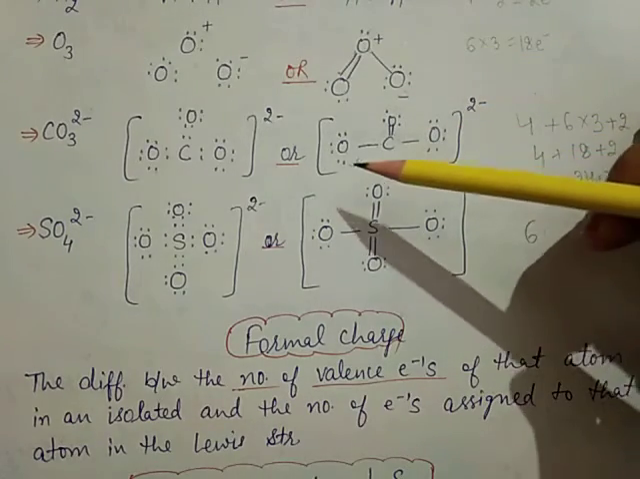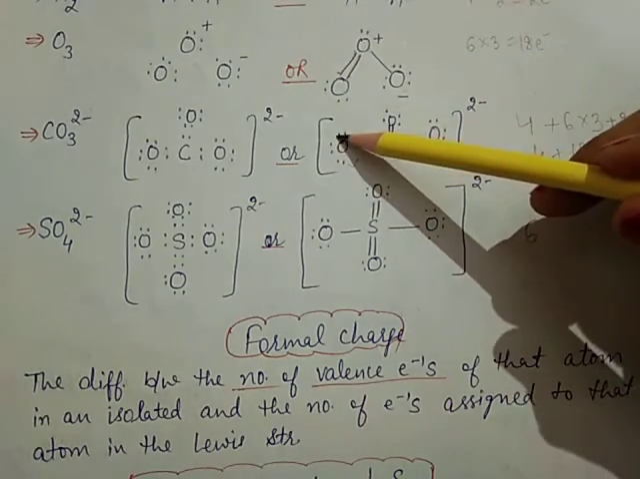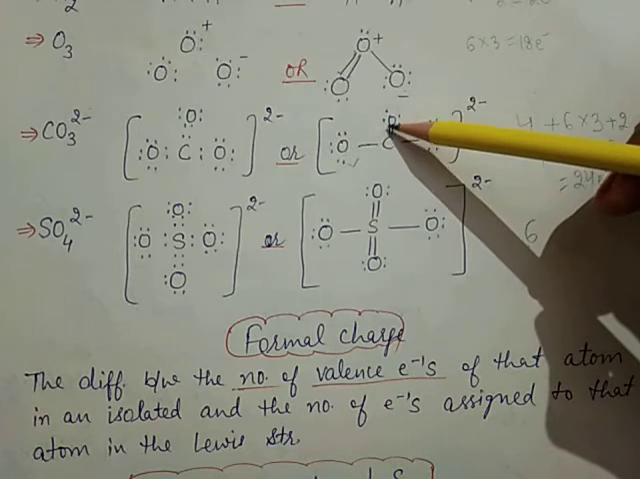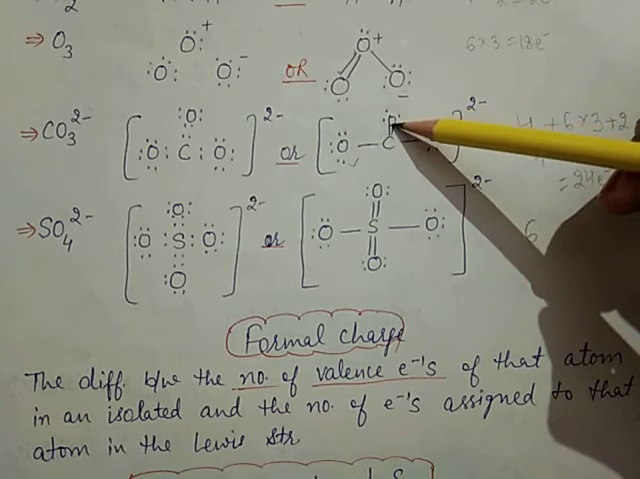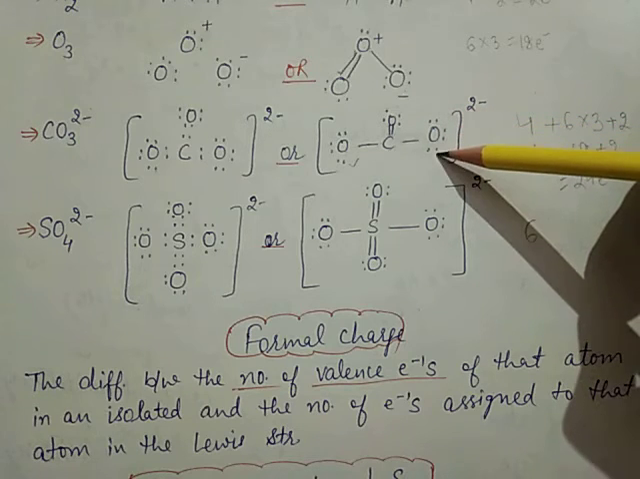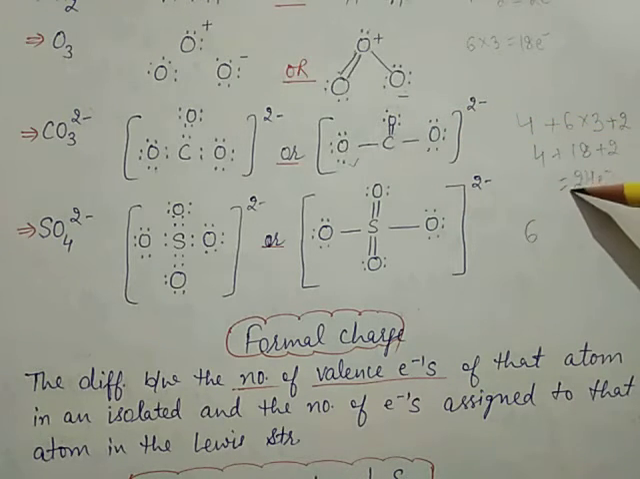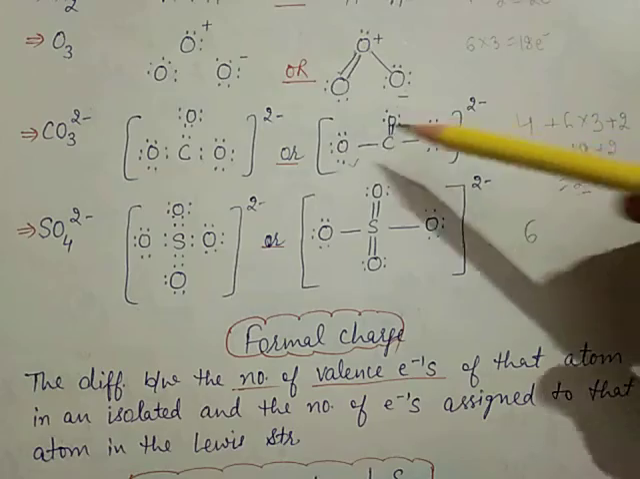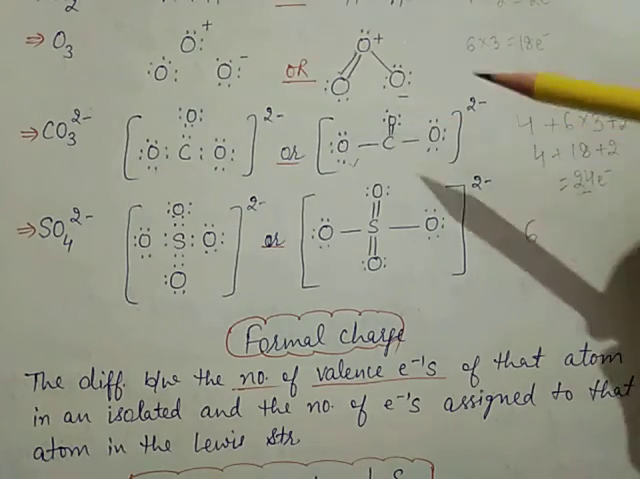Now count these electrons. 1 2 3 4 5 6 7 8 9 10 11 12 13 14 15 16 17 18 19 20 21 22 23 24. 24 electrons are present in total, with 2 negative charges.